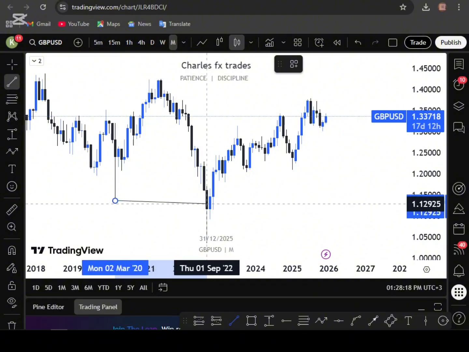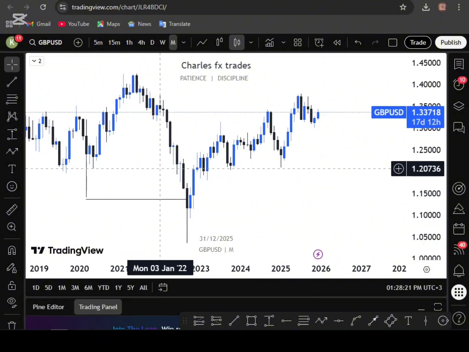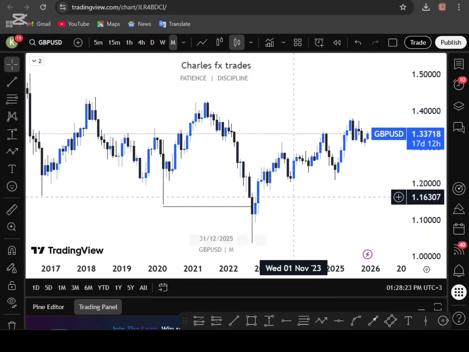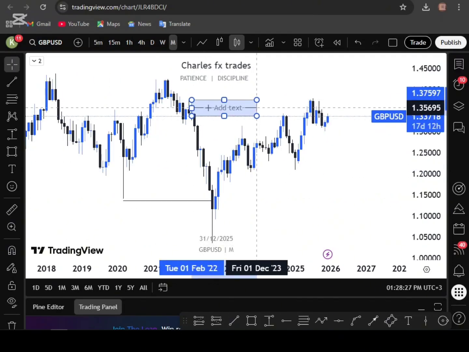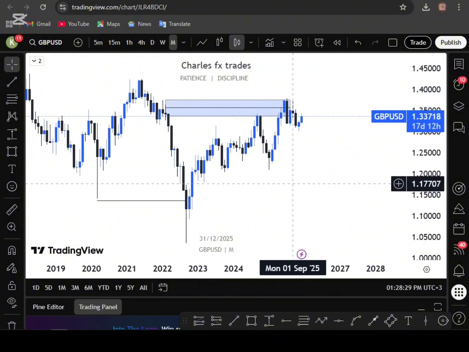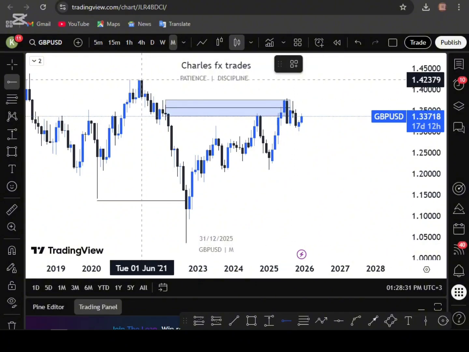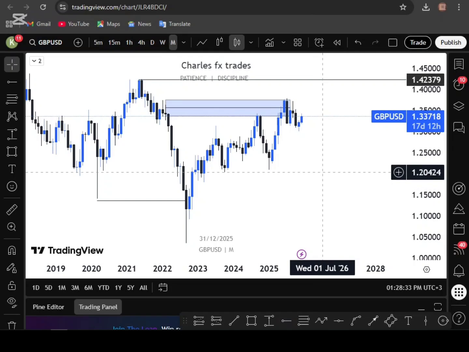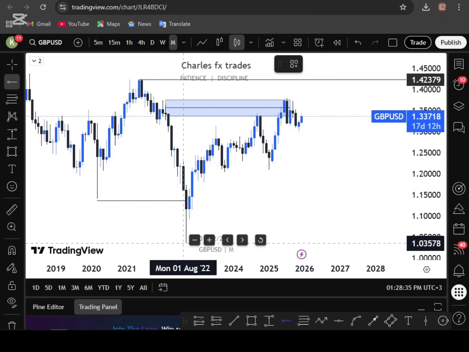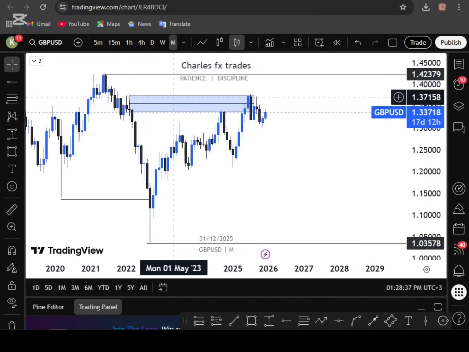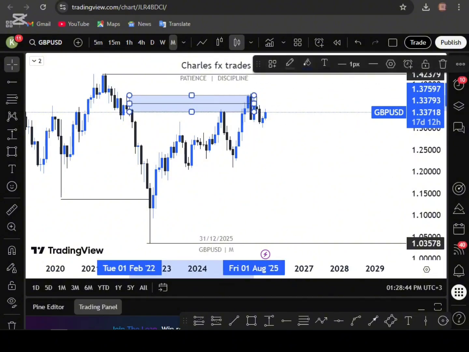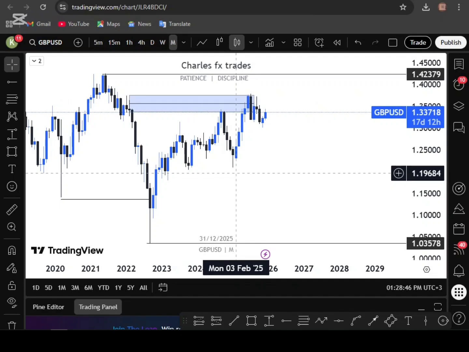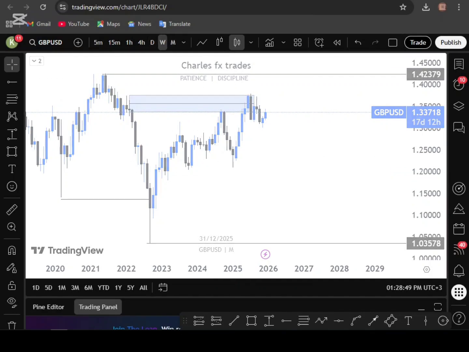Monthly time frame, the market gave us the last break of structure to the downside, and then the market reacted off this zone. We are going to be trading in this, between this range. So let me remove this monthly zone. No, let me wait for it to show you properly.